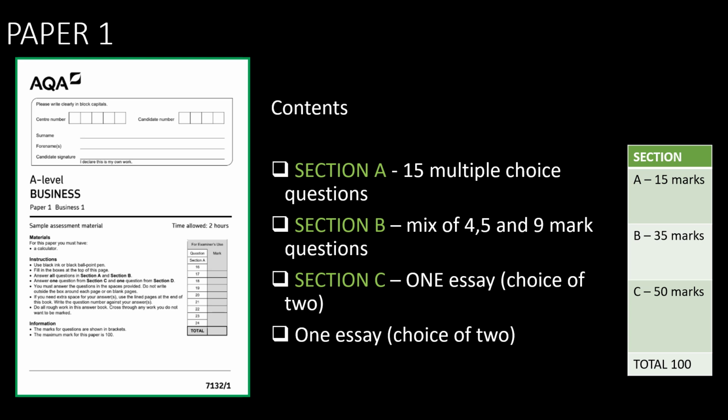Section B, that mix of 4, 5 and 9 mark questions, is 35 marks. And of course 1 essay is worth 25 marks to you, and a second essay is worth another 25 marks to you, taking you to a total of 50 marks for the essays and 100 marks for the exam paper.